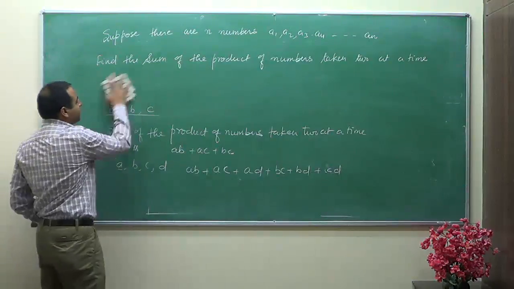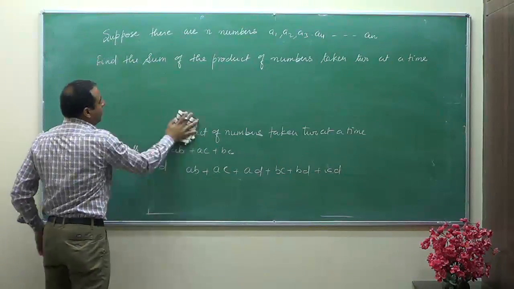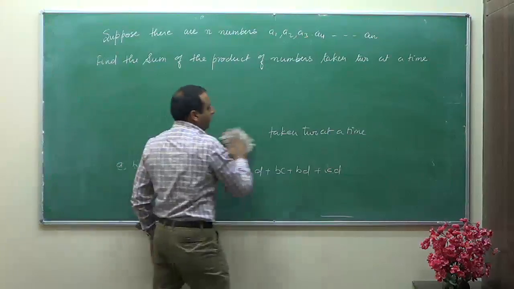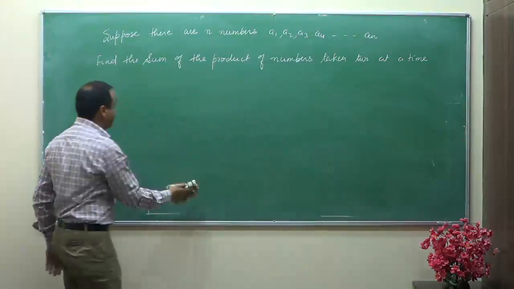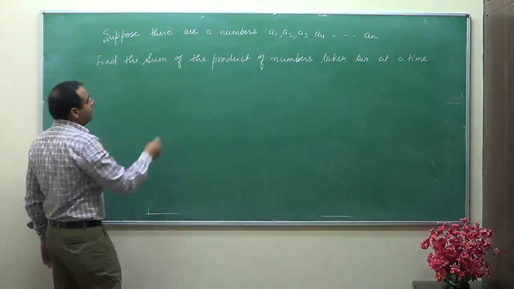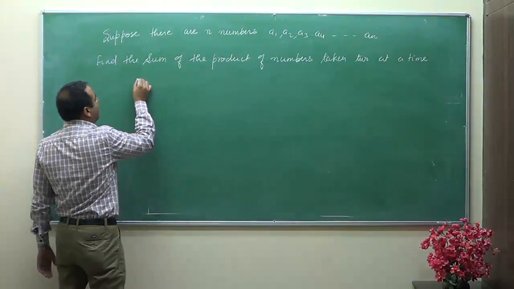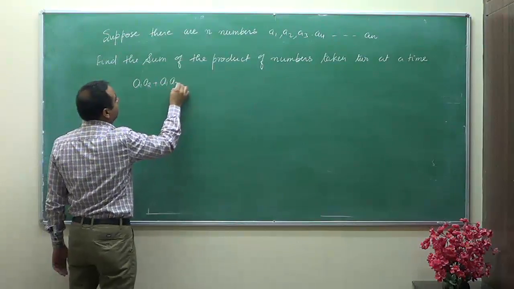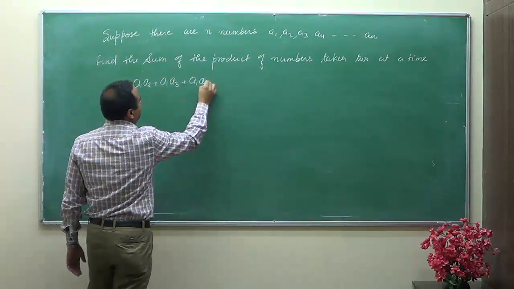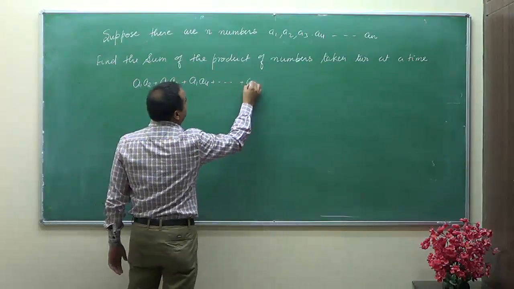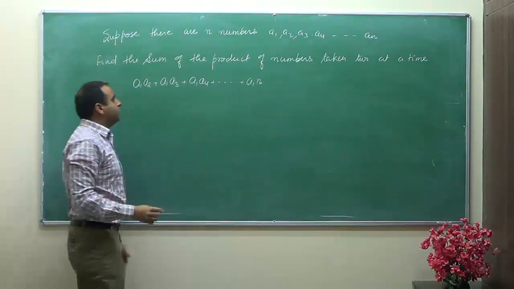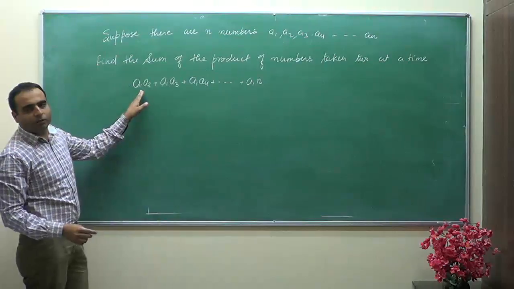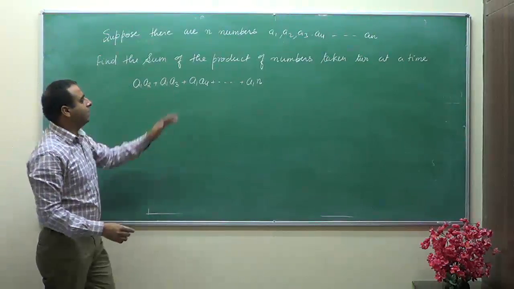Now similarly, we have n numbers a1, a2, a3 up to an. So here it will be a1a2 plus a1a3, a1a4, up to a1an. These are all the possible combinations of a1 with other terms and their addition.